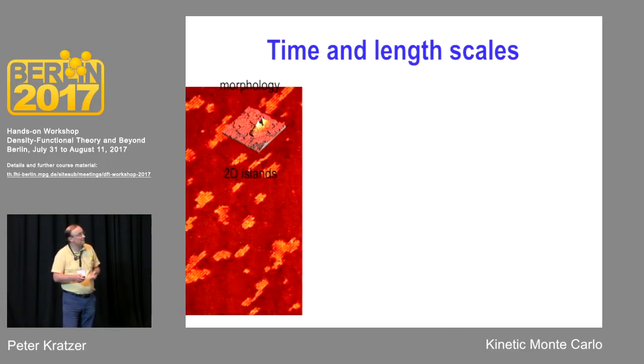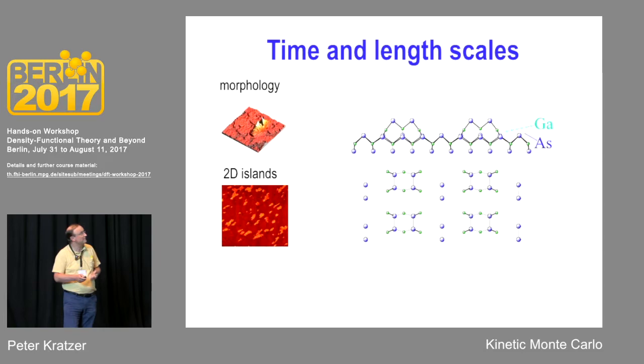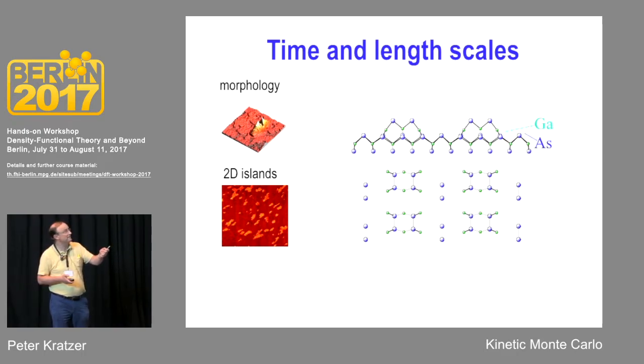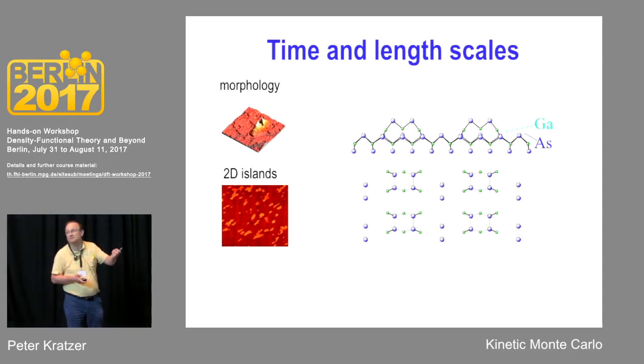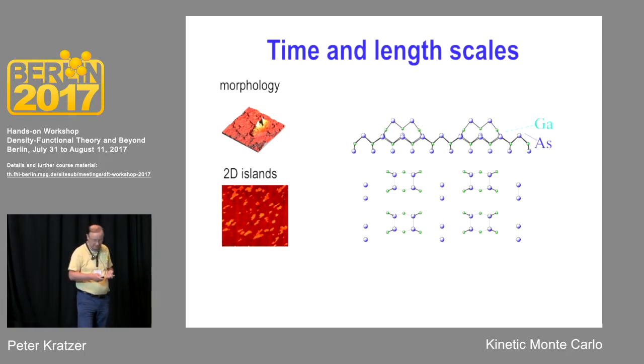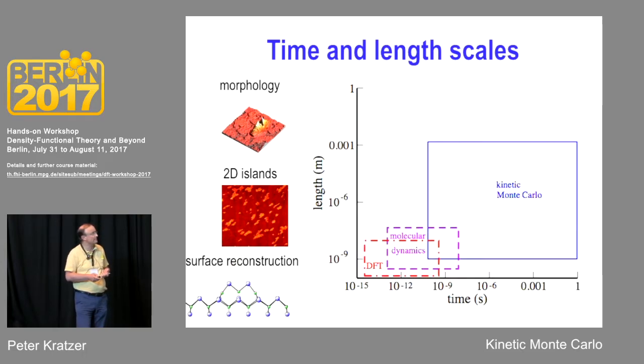So in this particular case, if you look even finer, then you see the surface reconstruction of gallium arsenide. It consists of arsenic dimers that here point into the plane, and gallium atoms. We will see this reconstruction again later on in the talk. So the key point here: many different time scales and length scales are involved.